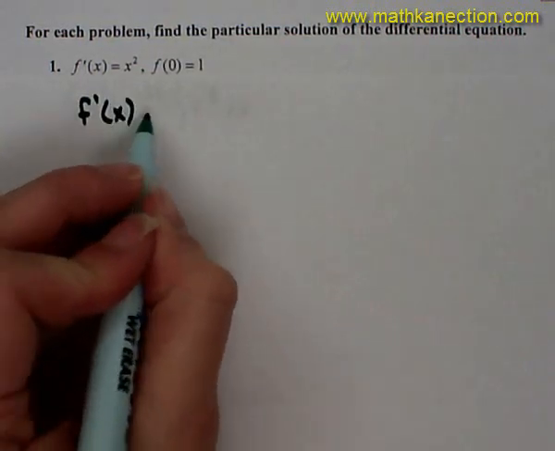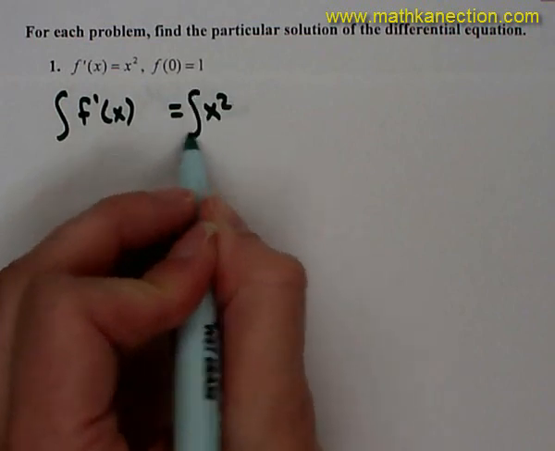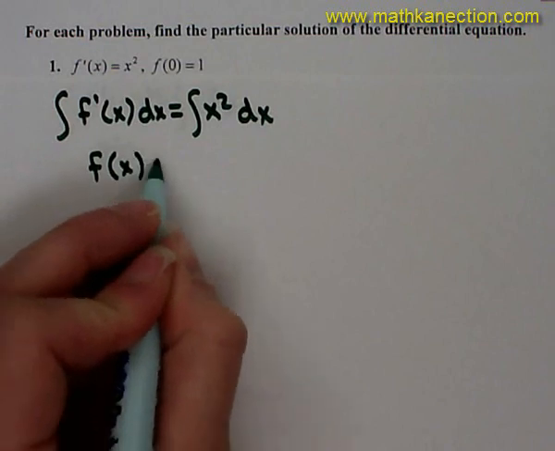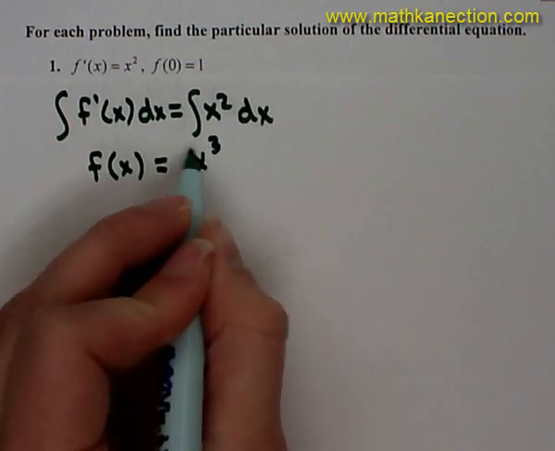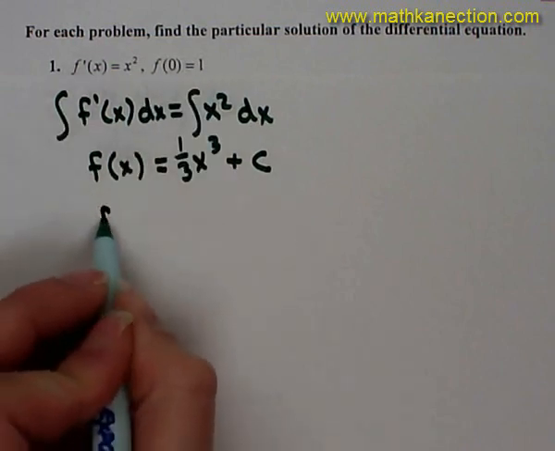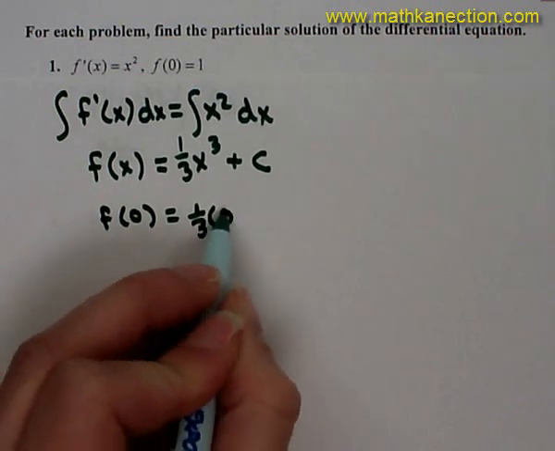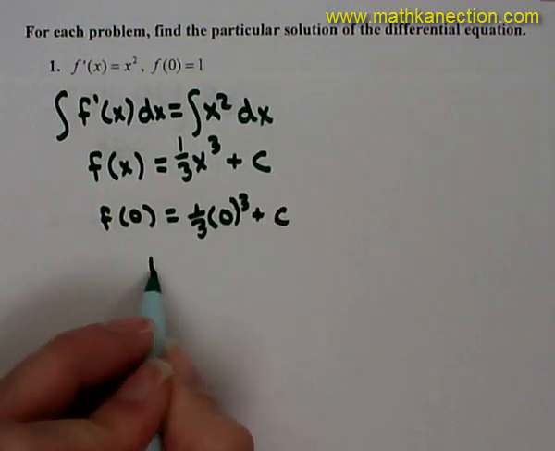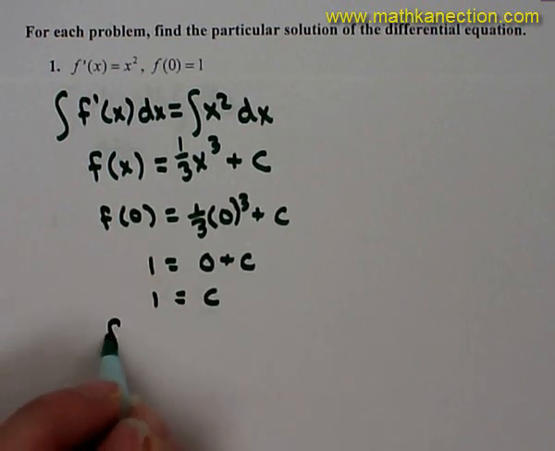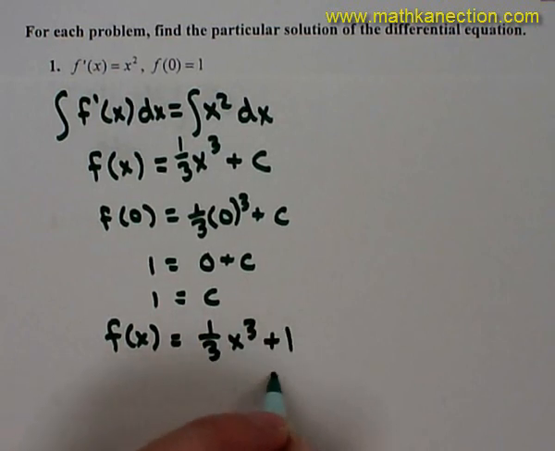So for the first problem, we're going to find the solution to the differential equation. We're going to anti-derive f prime of x, and we'll get f of x. Anti-deriving x squared, we'll get 1/3 x cubed plus c. We have the initial condition f of 0 is equal to 1, substituting in f of 0, replacing x with the 0, and replacing f of 0 with 1. Solving for c, we get c is equal to 1. So then our particular solution is f of x is equal to 1/3 x cubed plus 1.